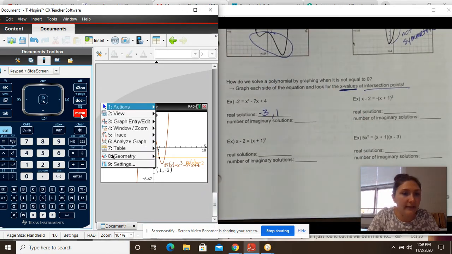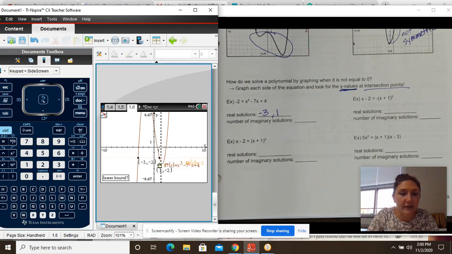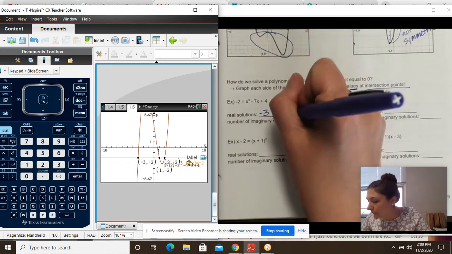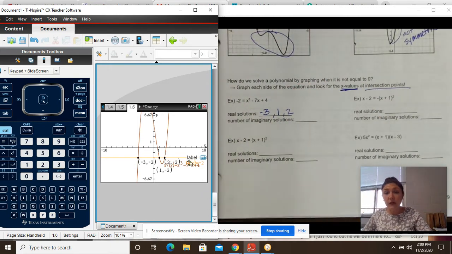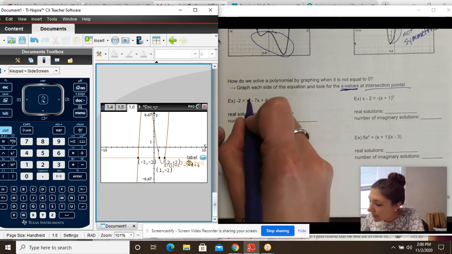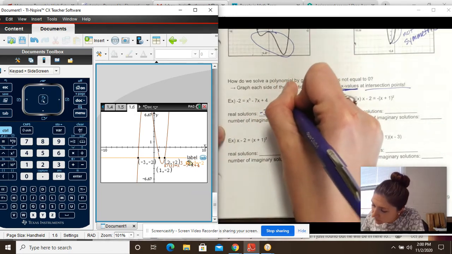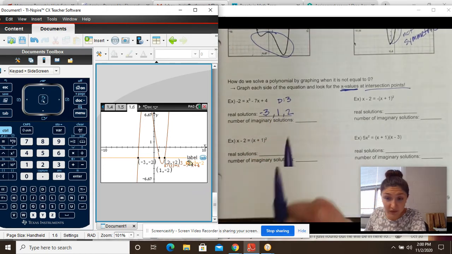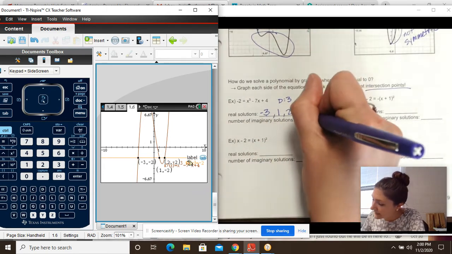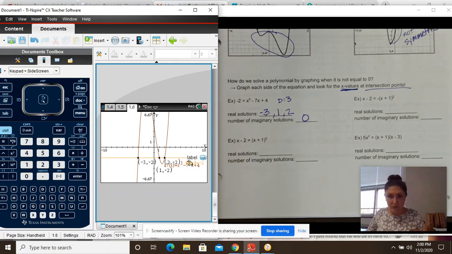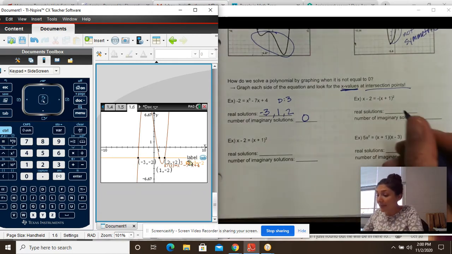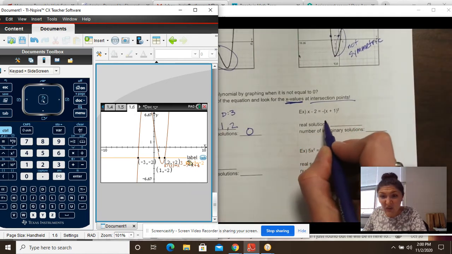And then let's find our last one. Menu, Analyze Graph, Intersection. And there's my last one at positive 2. So those are my real solutions, my intersections on the graph. My degree is 3, and I have 3 real solutions. So that means I would not expect any imaginary solutions here. I don't have any imaginaries, I have all real solutions. Okay? Same idea, even if it's not just a single number.